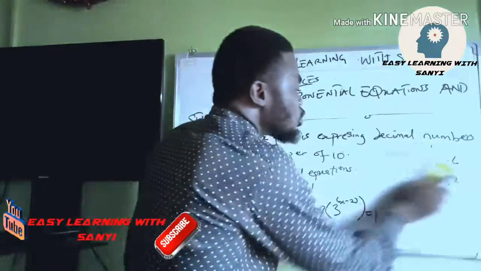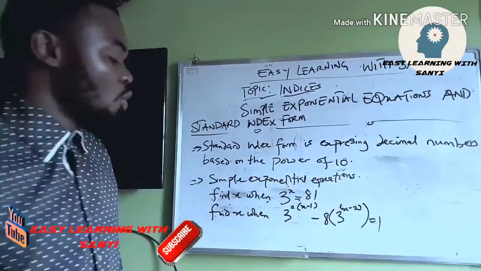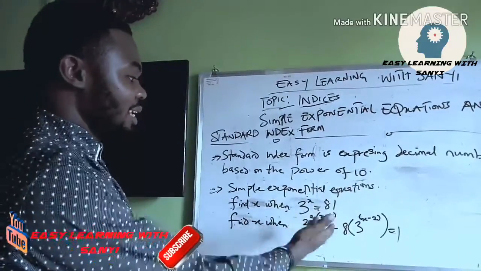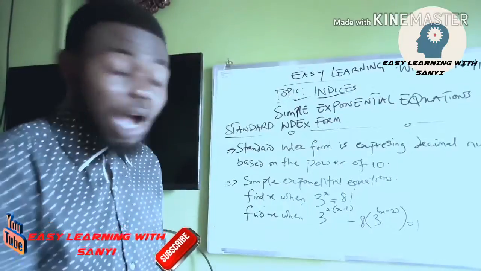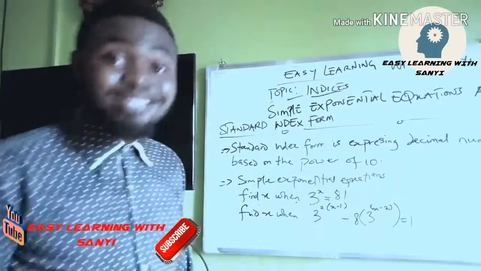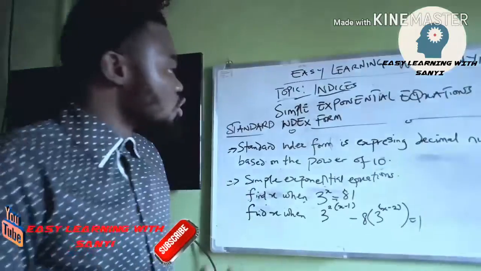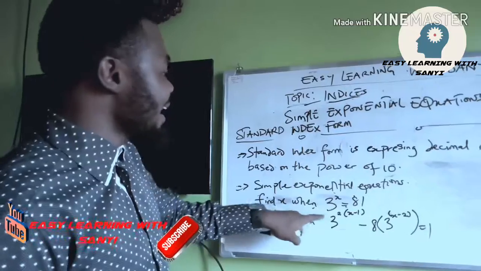Now, let's go to simple exponential equations. These are simple exponential equations. When you are trying to solve equations like this in indices, these are simple exponential equations. How do you go about them? You apply some rules of indices, then you use them to get the answer. Now, let me solve these simple exponential equations that are given on the board. They say find x.